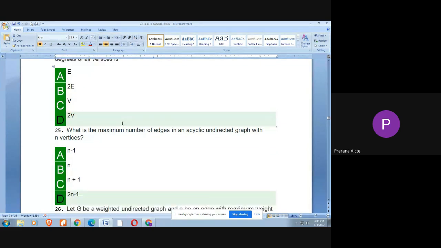What is the maximum number of edges in an acyclic undirected graph with n vertices? An acyclic graph with the maximum number of edges is actually a spanning tree. In the spanning tree, the maximum number of edges is n minus 1. So the correct answer is n minus 1. The maximum number of edges in an acyclic graph with n vertices is n minus 1.